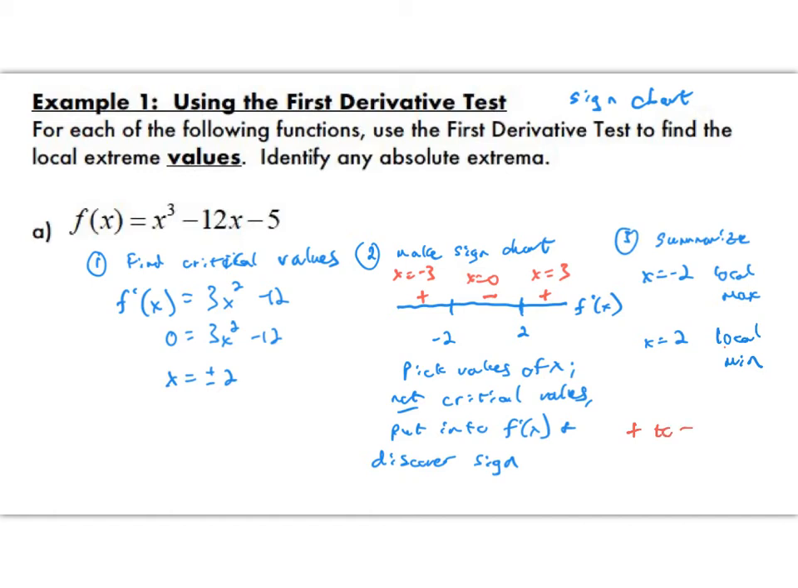Okay, so very important information here. Positive to negative is a local max. Negative to positive is a local minimum. All right, let's investigate a couple more quick examples of how to find those maximum values.